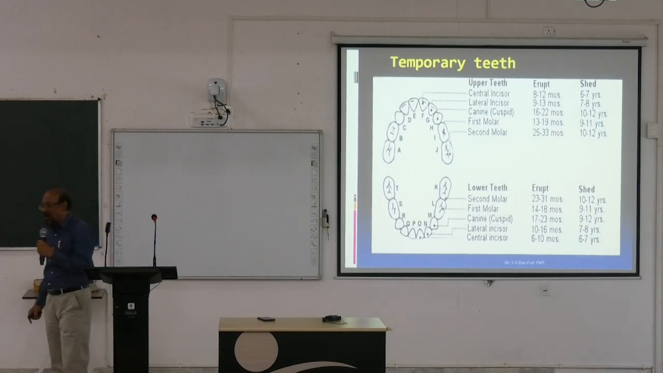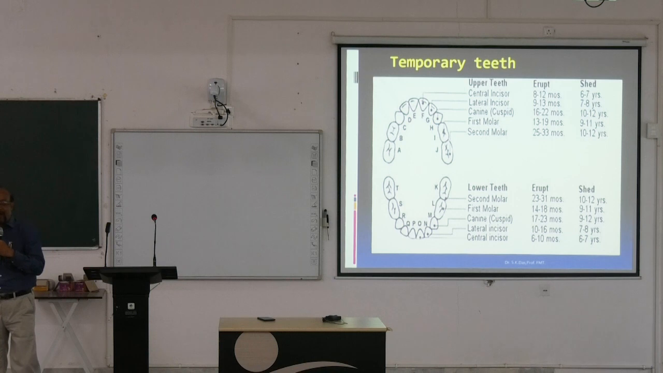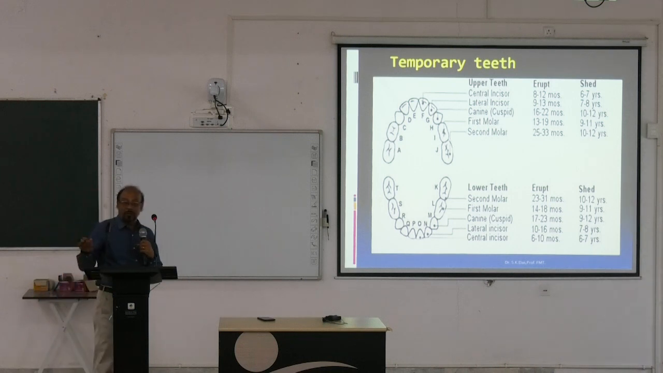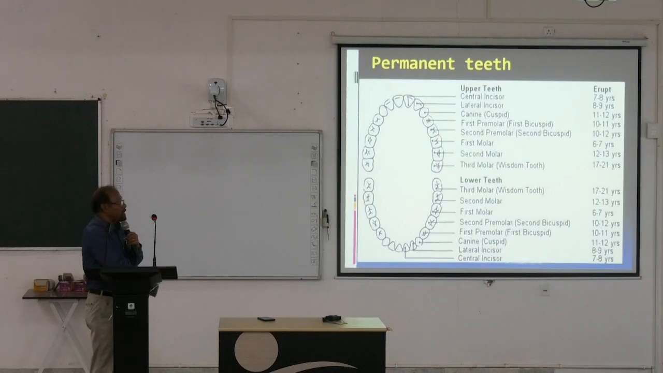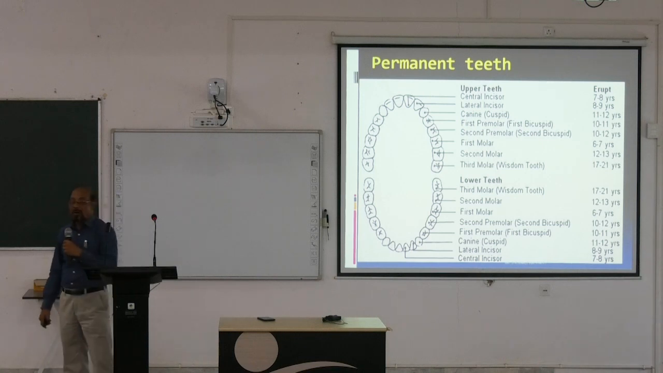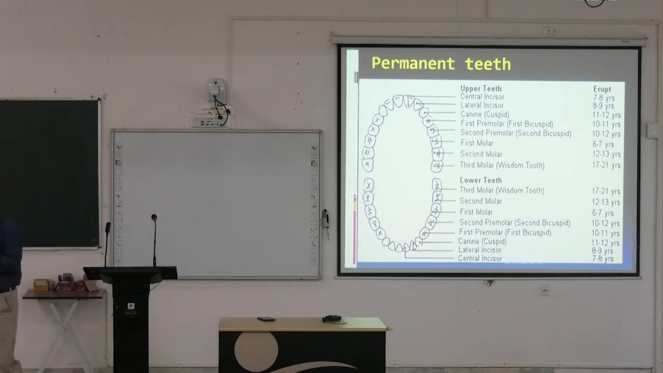Central incisor is the first milk tooth that erupts. But in your mouth, all are permanent. The first permanent tooth which erupts first, আমি এখনই বললাম, that is the first molar, 6 to 7 years. First molar is at 6 to 7 years.